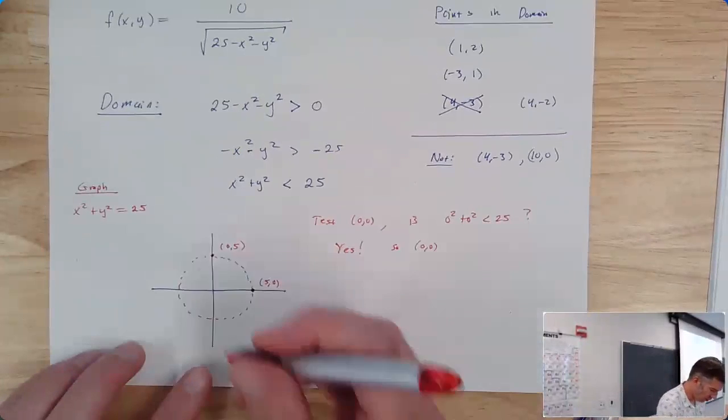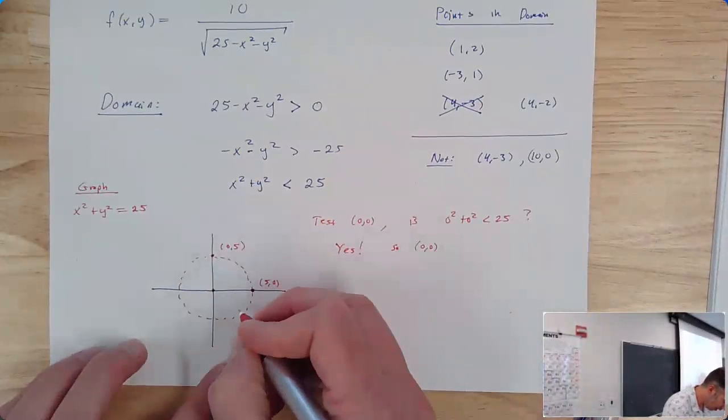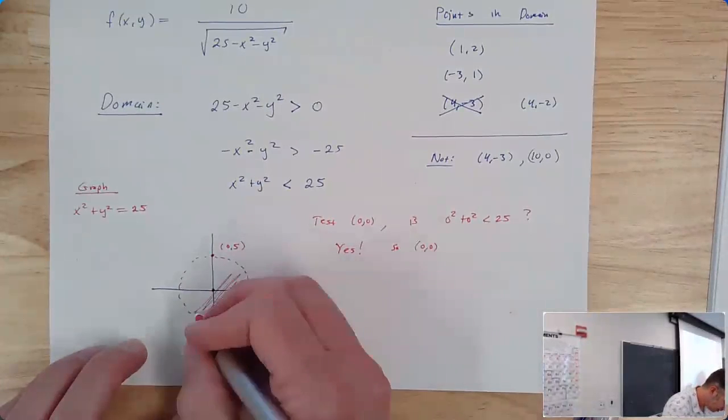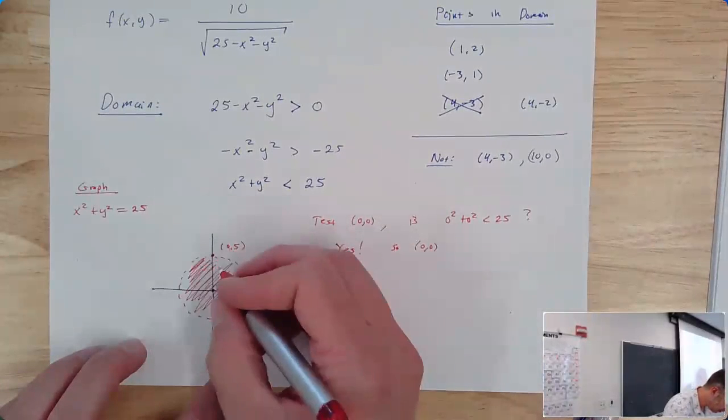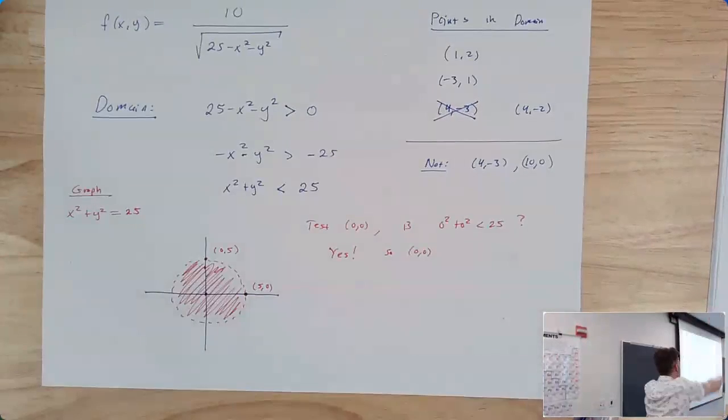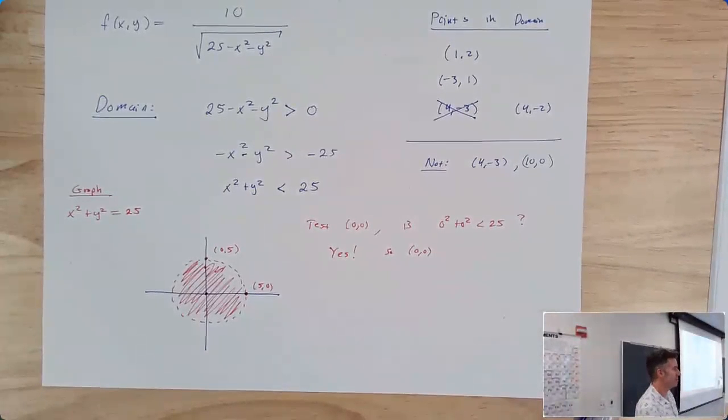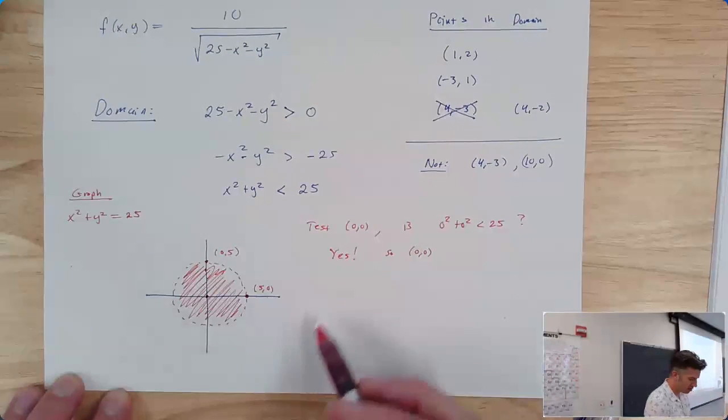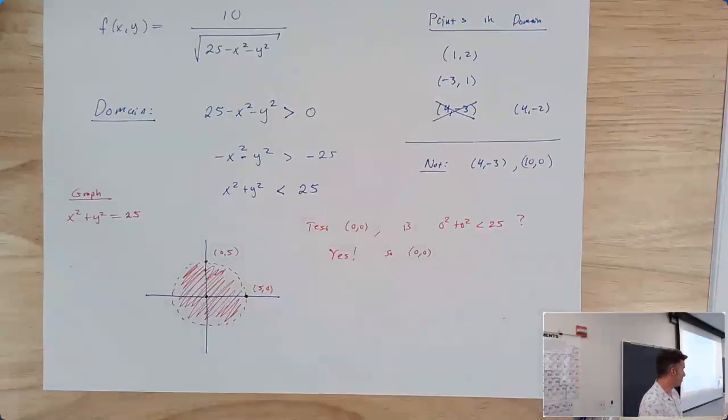So once you know one point, you know that everything on that side is where your domain lives, and everything on the other side is not. So all this stuff out here is not in the domain. And the way I would describe this domain using the words of WeBWorK is: my domain is everything inside of a circle, excluding the boundary of the circle, or however they say it. I'm not exactly sure what word.